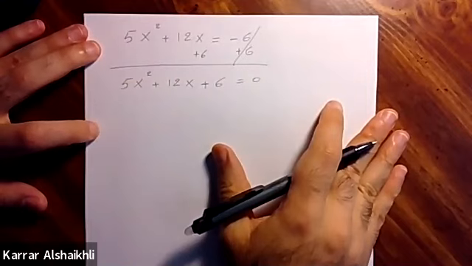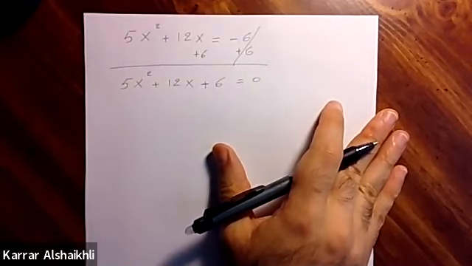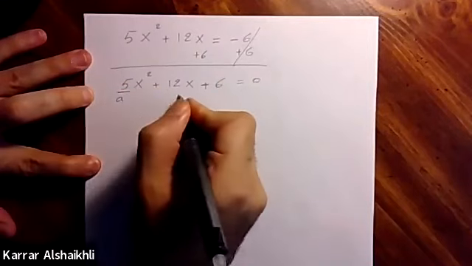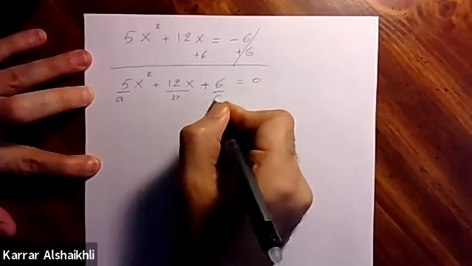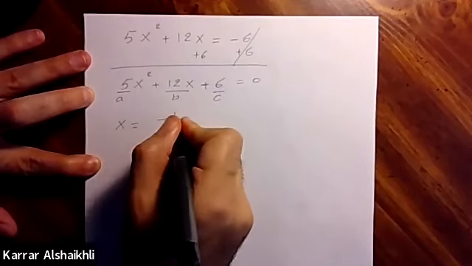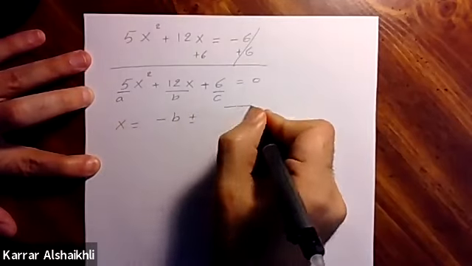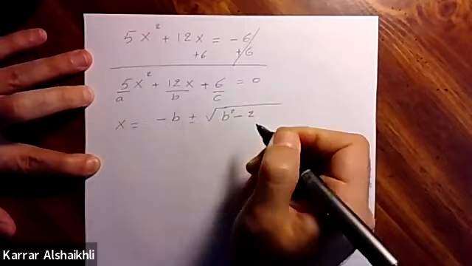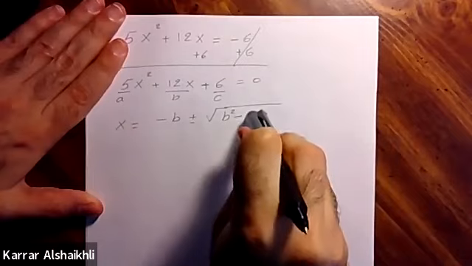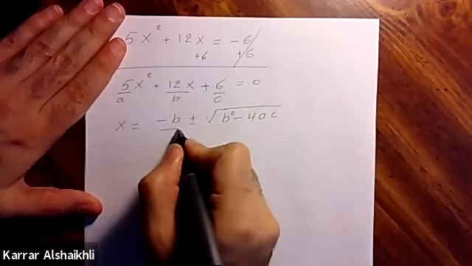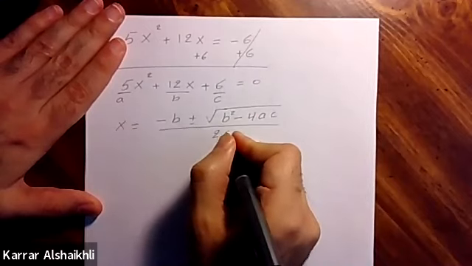I can't use the AC method, or sometimes they're going to ask you to use the quadratic formula. So let's use this one by using the quadratic formula. This is the a, this is the b, and this is the c. The formula says x equal -b plus or minus the square root of b squared minus 4AC, divided by 2 times a.